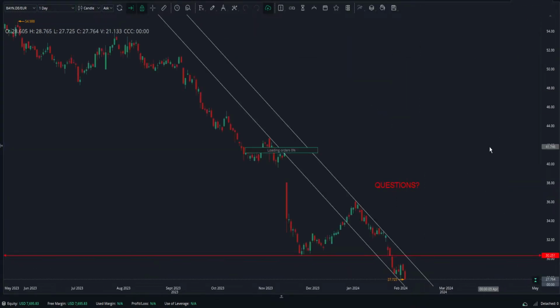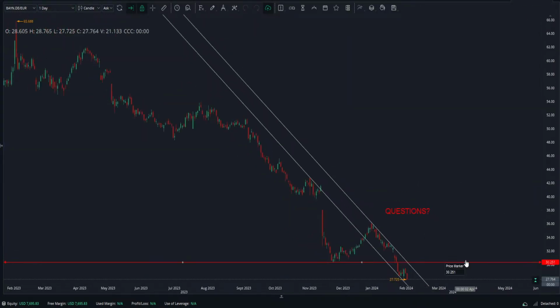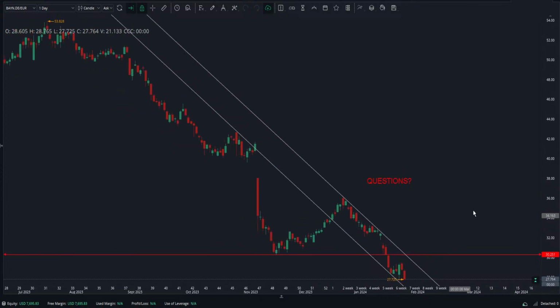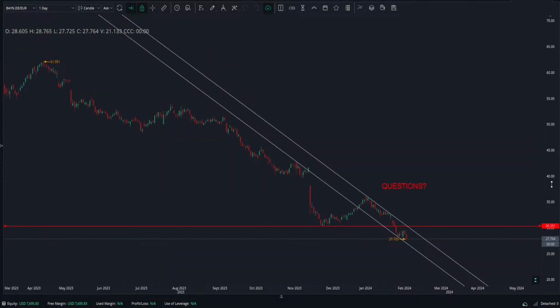Last is BAYN. The price is right now trading at 27.76, but we are looking for 26 or 25 as targets for this stock. That's all guys from my side. If you have any questions, please feel free to ask me.